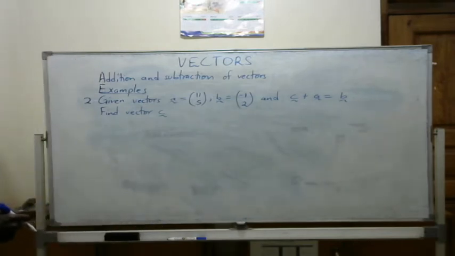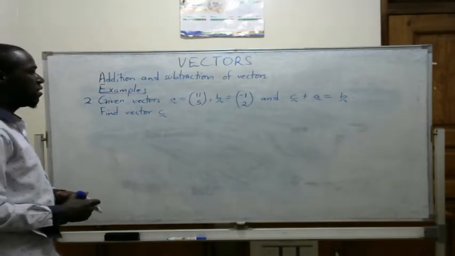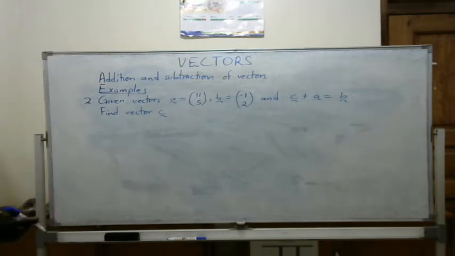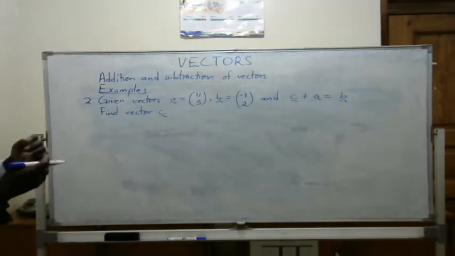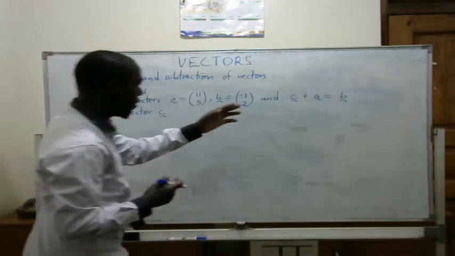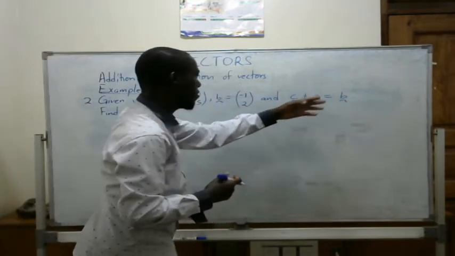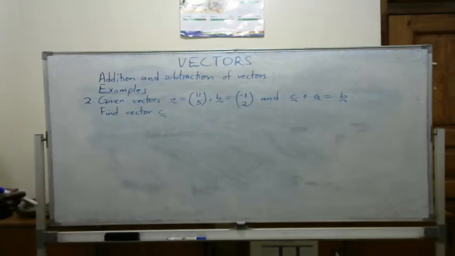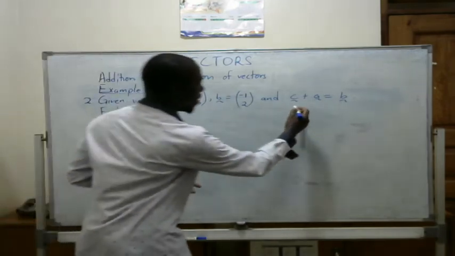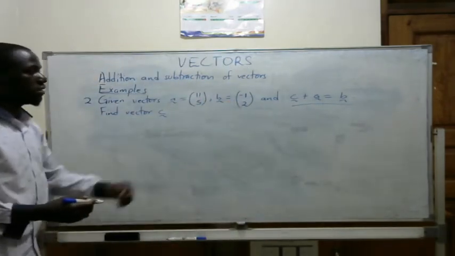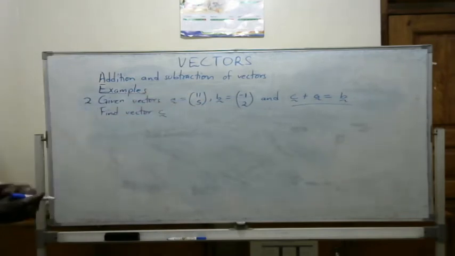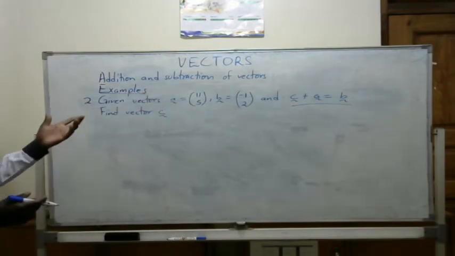Number 2: given vectors A (11, 5), B (-1, 2), and C, where C plus A is equal to B, find vector C. So this is the lead we have in the question. These are just vectors. Then the other one is a lead. We must use that lead to arrive at vector C.